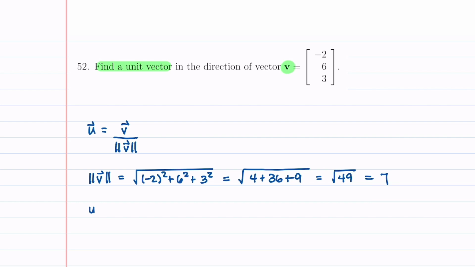Our unit vector in the direction of our vector v then is just going to be the components of v divided by 7. So we have -2/7, 6/7, and 3/7. And that's our unit vector in the direction of vector v.